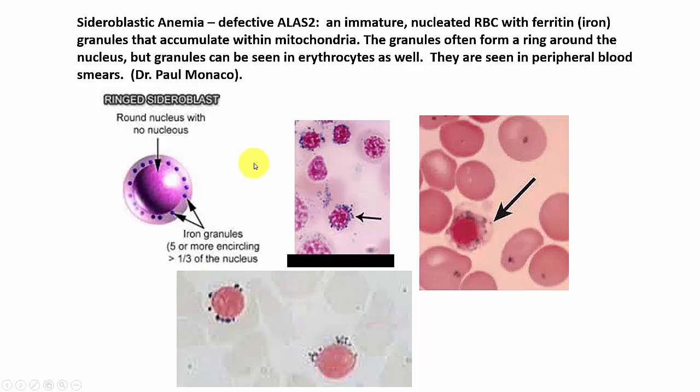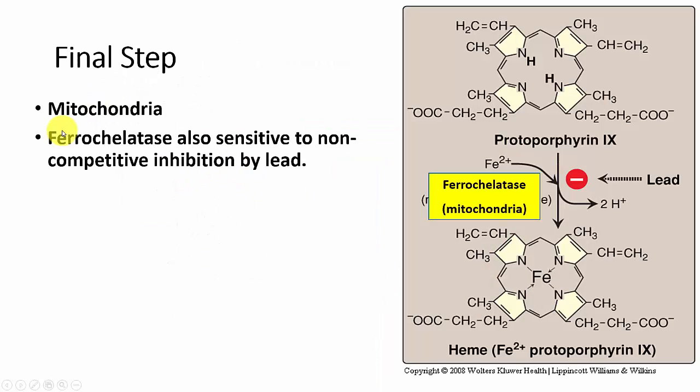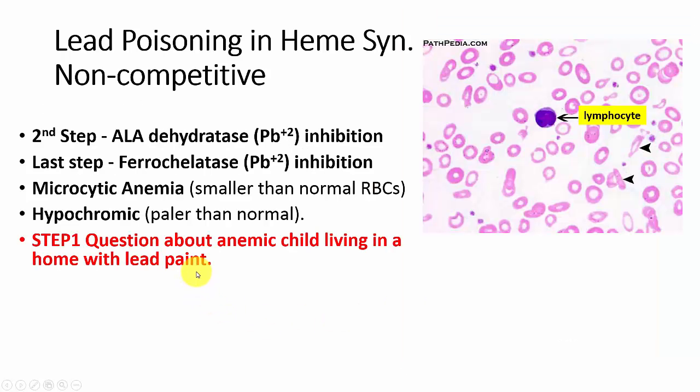There are slides on the structures here. The final step in heme synthesis goes back in the mitochondria, and that's where ferrochelatase, also sensitive to non-competitive inhibition by lead, adds iron in the reduced state to the protoporphyrin to make heme.